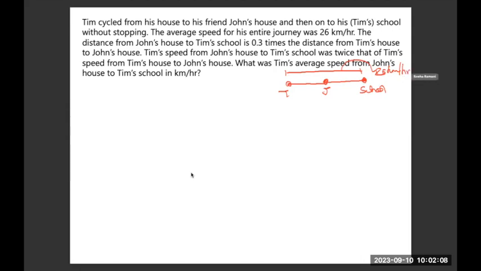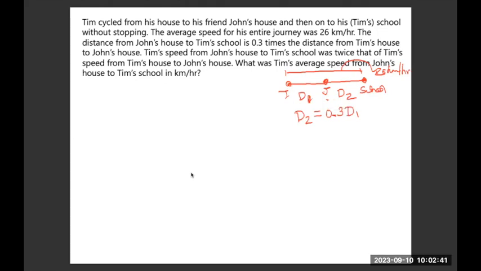The distance from John's house to the school is 0.3 times the distance from Tim's house to John's house. So if this is D1 distance and this is D2 distance, then the distance between John's house and Tim's school, which is D2, is 0.3 times D1, which is the distance between Tim's house and John's house. This is one equation given.